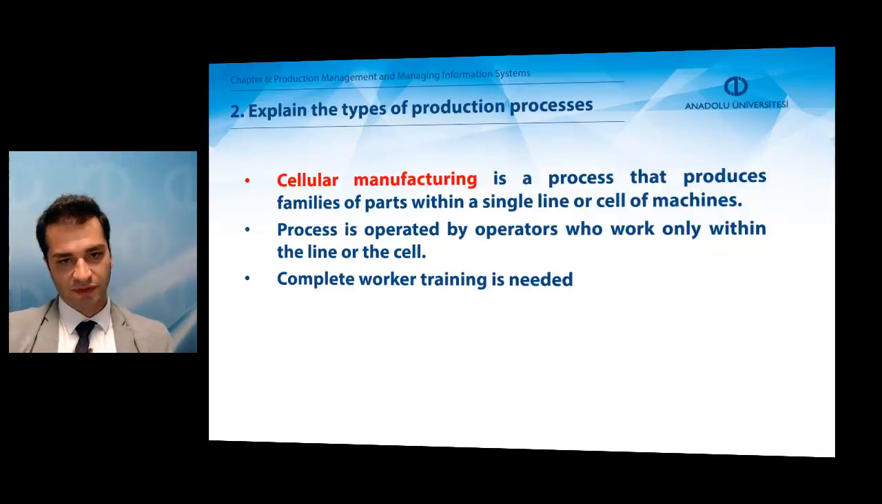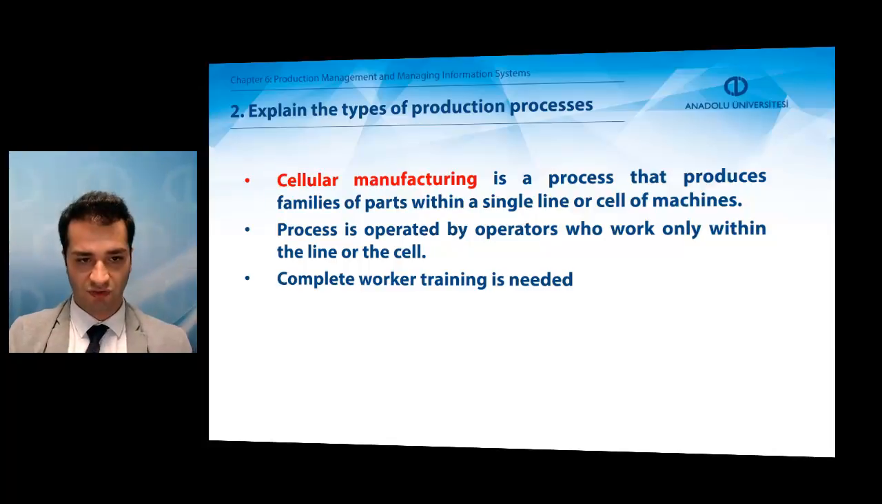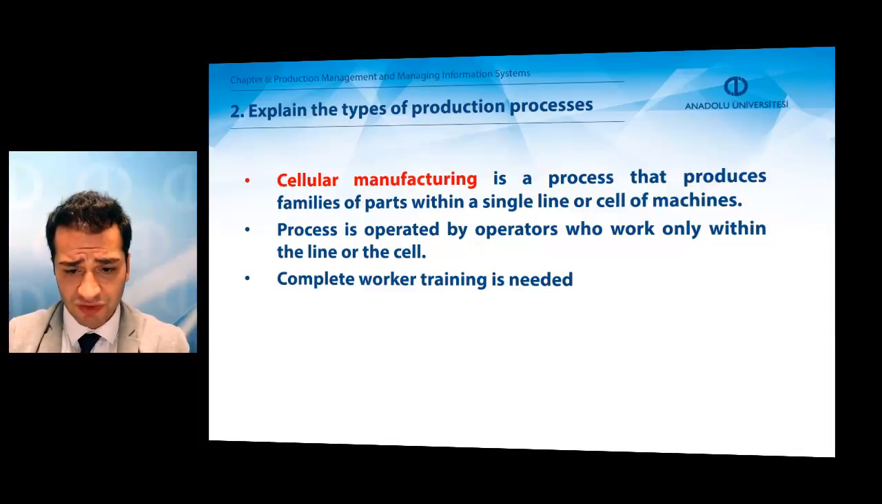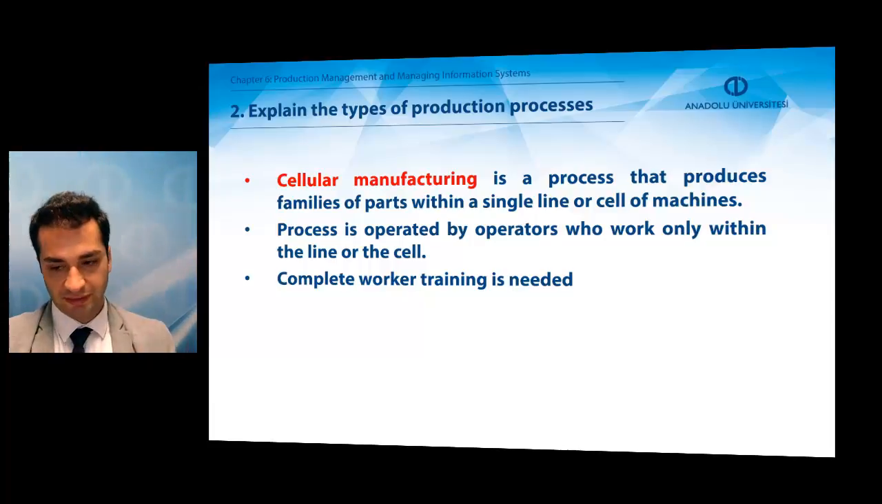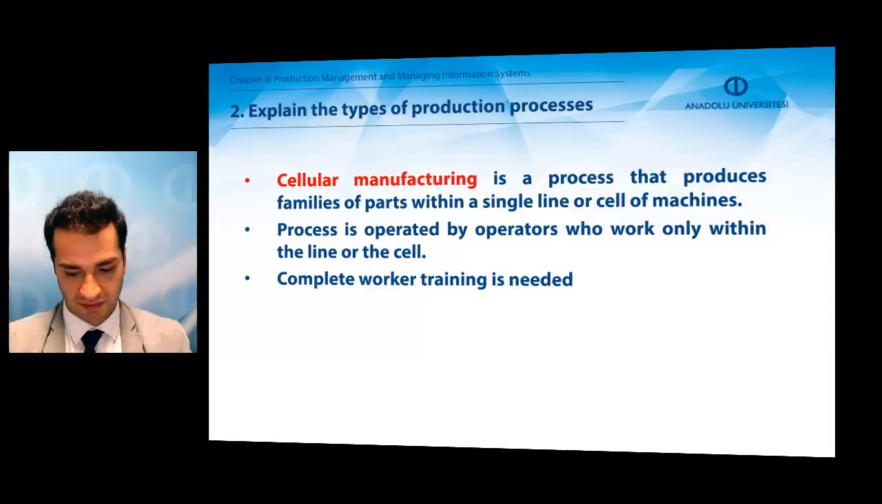The third one is cellular manufacturing. Cellular manufacturing is a process that produces families of parts within a single line or cell of machines, and all necessary machines and manpower are contained in this cell, which gives it a degree of operational autonomy actually. And this process is also known as a hybrid of the flow and the job shop processes.